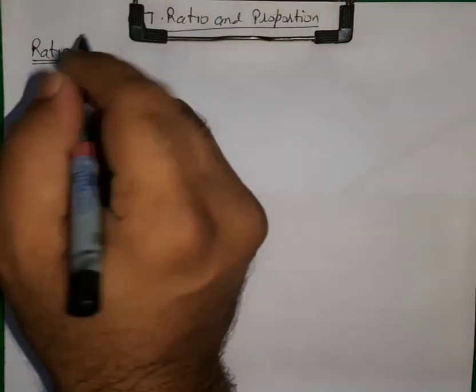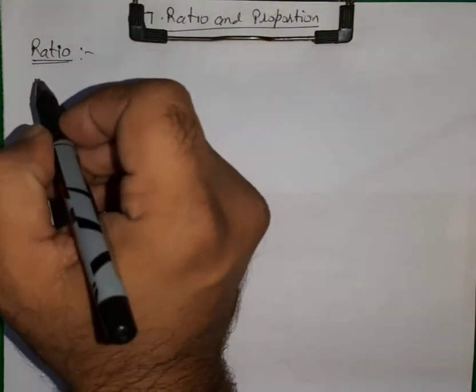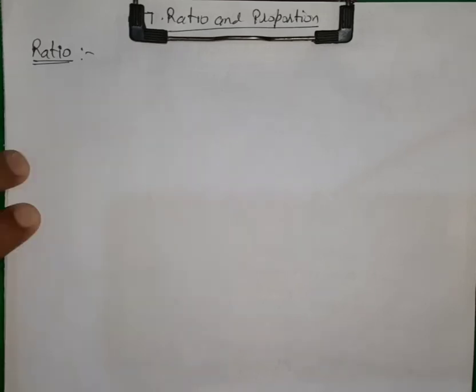Hello students, today we are going to start our next chapter, ratio and proportion. In this we are first going to talk about ratio. So ratio is the comparison obtained by dividing the first quantity by the other.